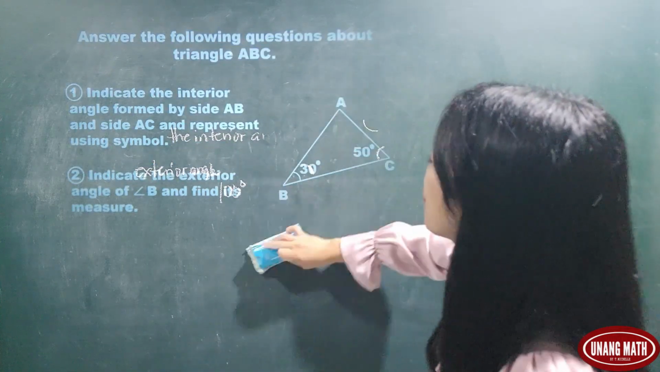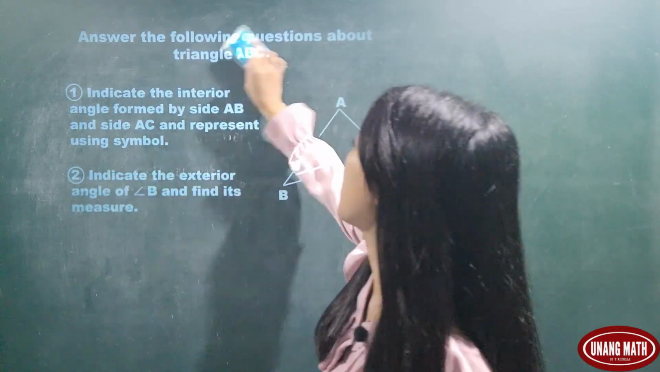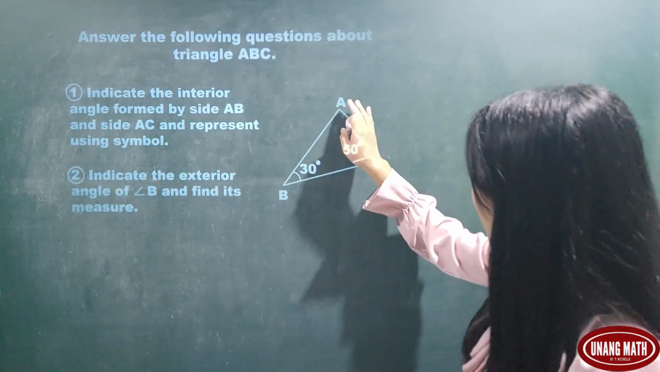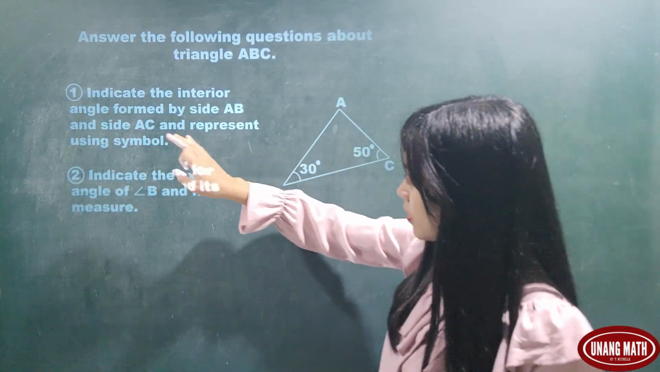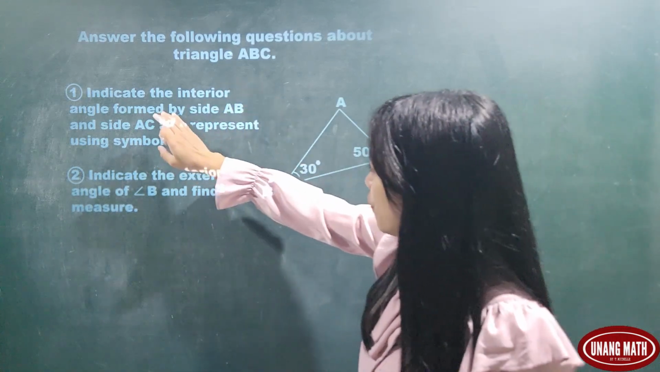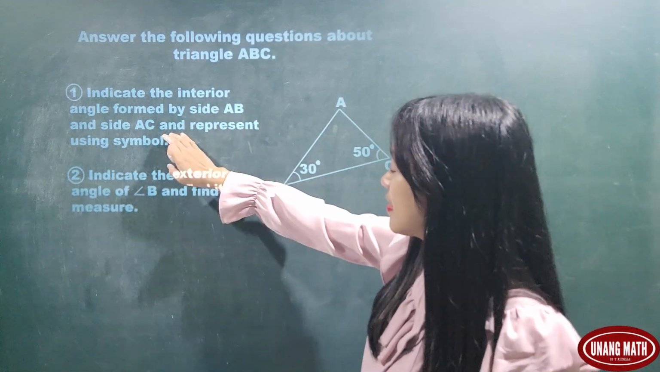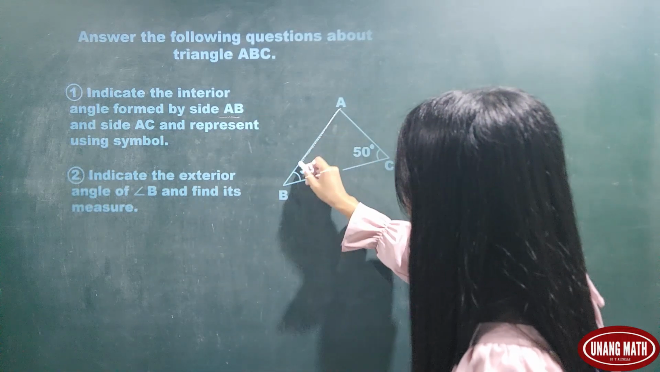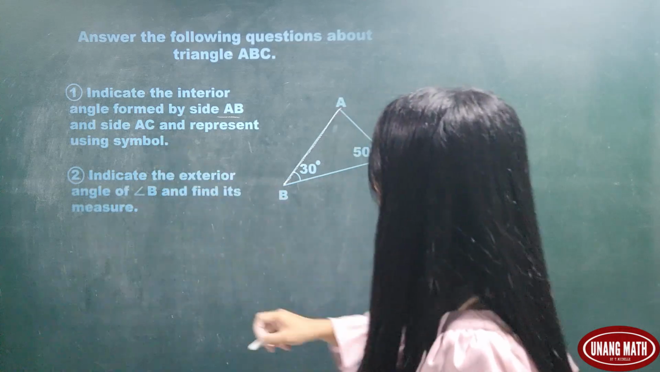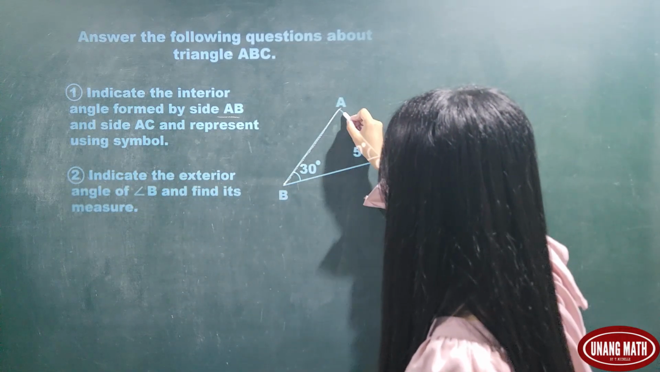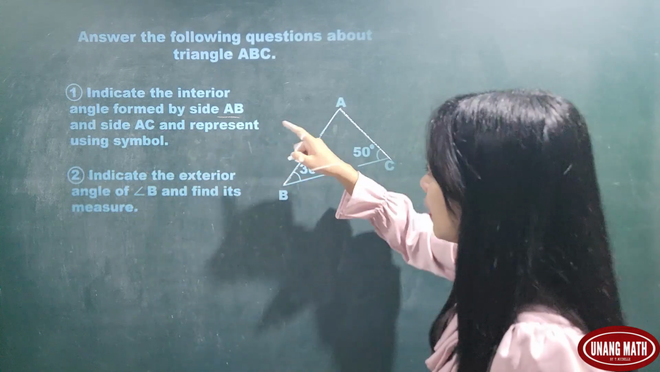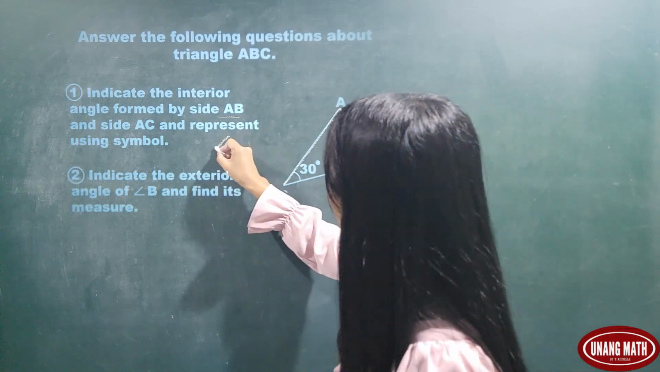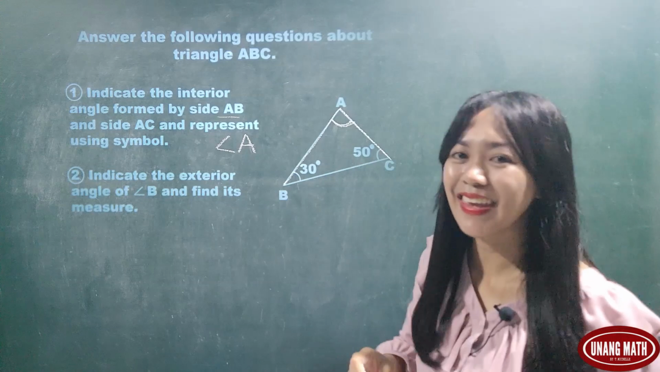Okay, this time, let's answer these simple questions here. Answer the following questions about triangle ABC. So this is triangle ABC. First question is, indicate the interior angle formed by side AB and side AC and represent using a symbol. Okay, where is side AB? This side. What about side AC? This side. So indicate the interior angle. That means this is the interior angle, and this is angle A.